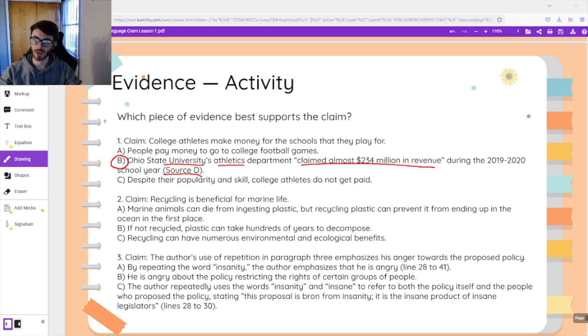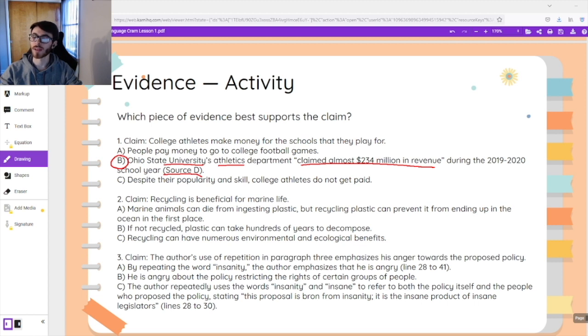Let's talk about A for a second, though. People pay money to go to college football games. This would be okay evidence if this was an argument essay, right? People pay money to go to college football games is evidence that supports the idea that college athletes make money for the schools they play for. You might want to expand on it a little bit, right? You might want to say that people pay large quantities of money to attend college sporting events or something like that, right? Or you could say colleges make money from people that pay to attend sporting events, something like that.